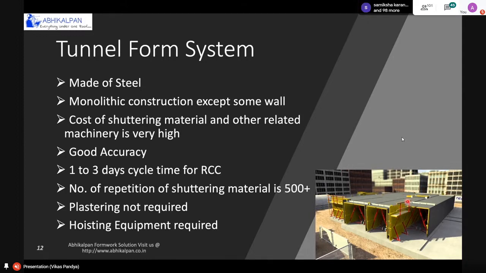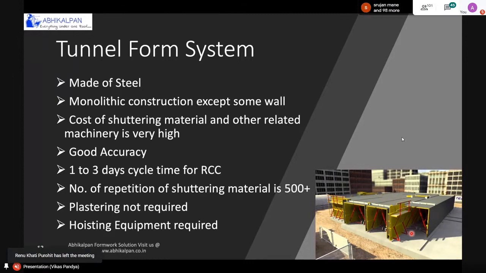So as you can see in this picture, this is an MS material, the entire MS material. We make it like a tunnel. It comes in two forms, like an entire U-shaped tunnel, like you can see in this picture, and the second one will be the half tunnel, half U. Once we assemble this formwork system on site for the first level, then we just need to place the formwork system for further levels.